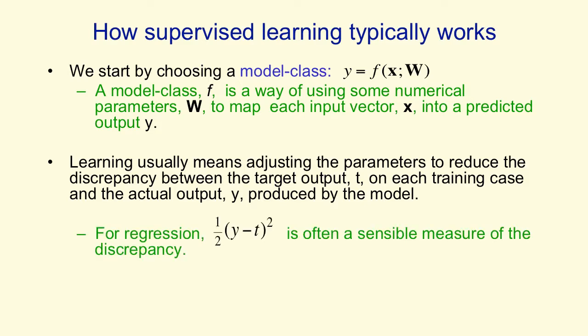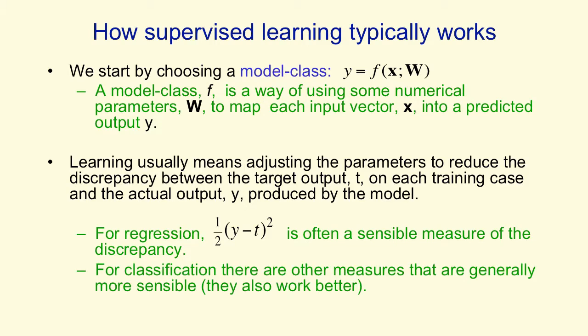And an obvious measure of that discrepancy, if we're using real values as outputs, is the squared difference between the output from our system, y, and the correct output, t, and we put in that half so it cancels the two when we differentiate. For classification, you could use that measure, but there's other more sensible measures which we'll come to later, and these more sensible measures typically work better as well.